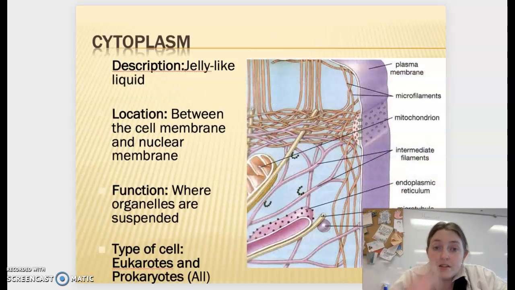The next one is the cytoplasm. This is the jelly inside. Its job is to hold everything in place inside and allow for transport and passage. This is found between the cell membrane and the nuclear membrane. This is where organelles are suspended, and its main job is to hold those up and in place. This is also something you find in all types of cells, eukaryotic and prokaryotic.